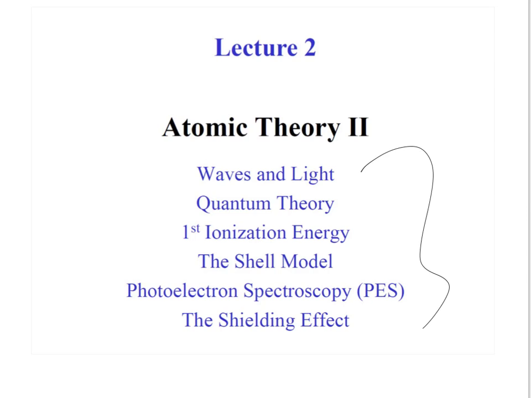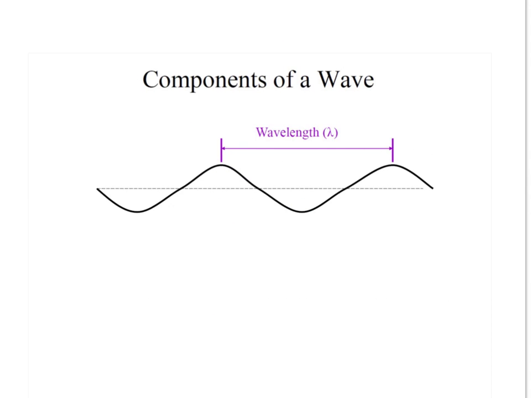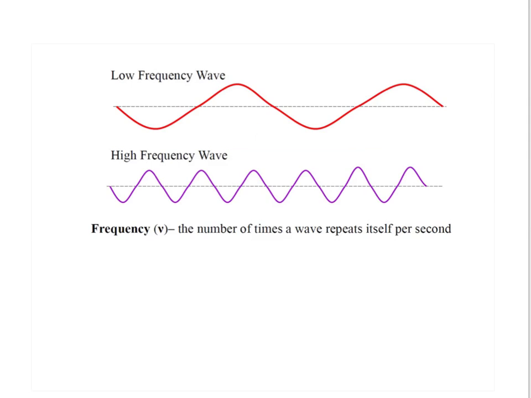Okay, these are the topics we're going to cover in this lecture. Components of a wave. Wavelength is the linear distance covered before a wave starts to repeat itself. It is usually measured from crest to crest or trough to trough.